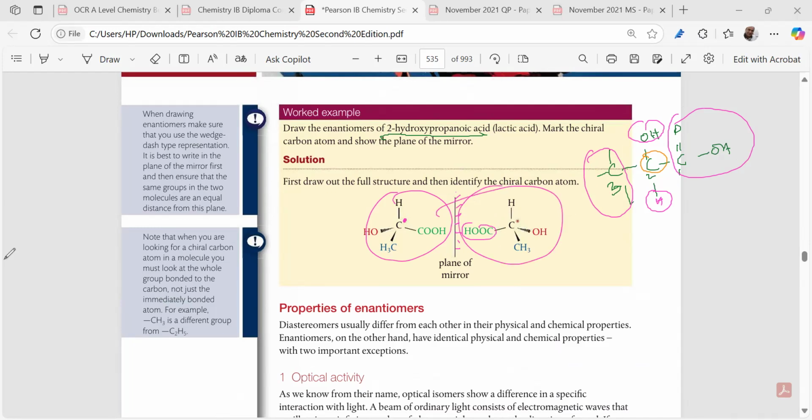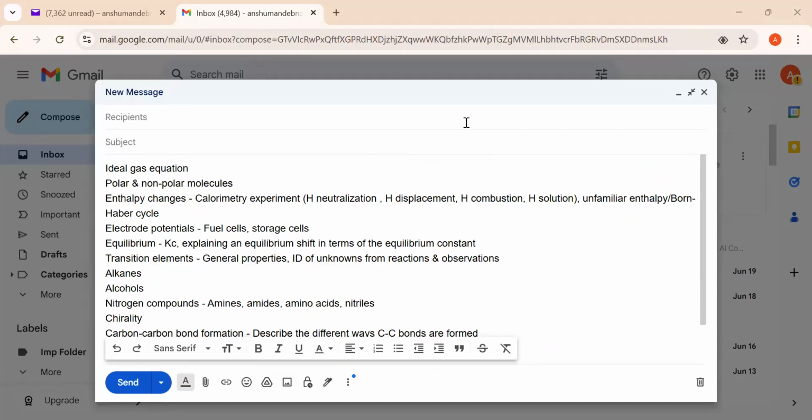So that's a very important point to note when we are going for this chirality, right? This is a very strong point for AQA as well as Edexcel. So I hope that I could analyze whatever was possible and give suggestions. I hope that it helps.